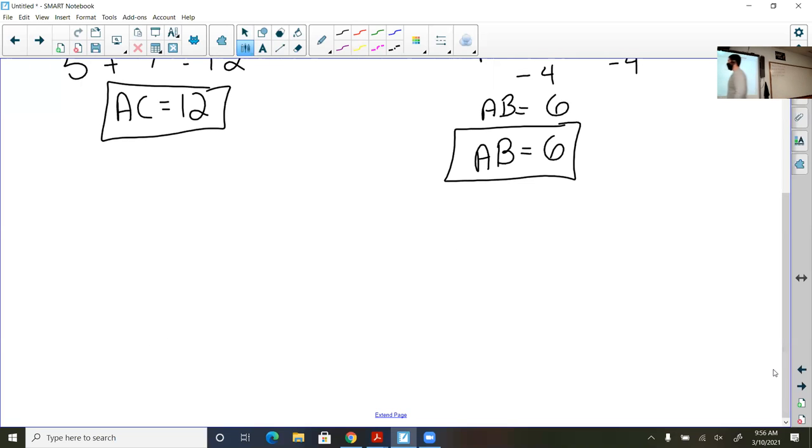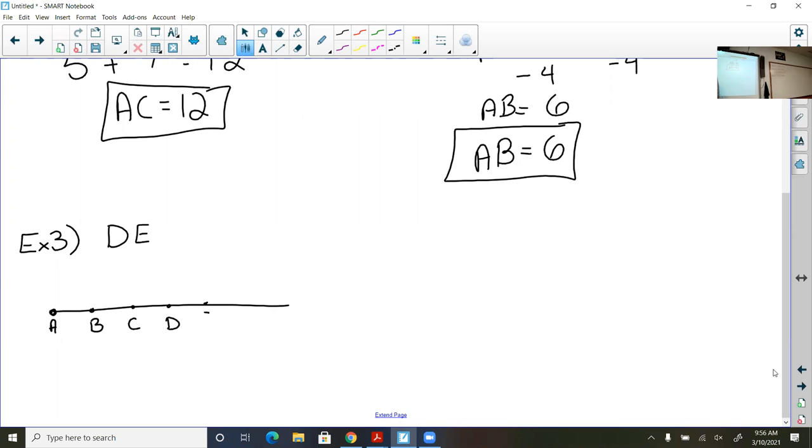All right, now I have an example with those congruent marks. For this example, I want to find segment DE. So segment DE is right here. Also, what was added in are all of these congruent marks.